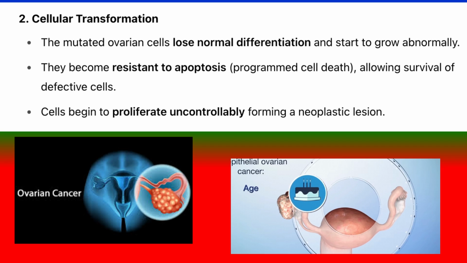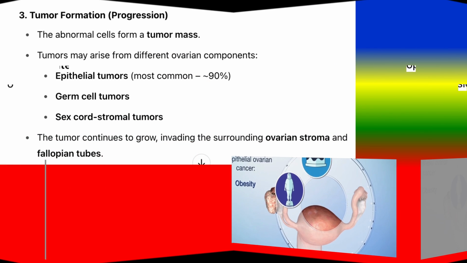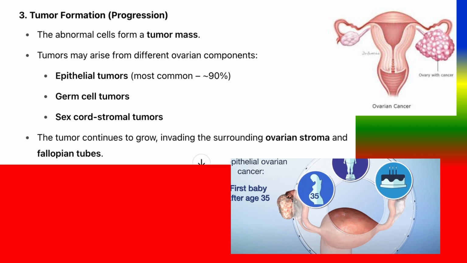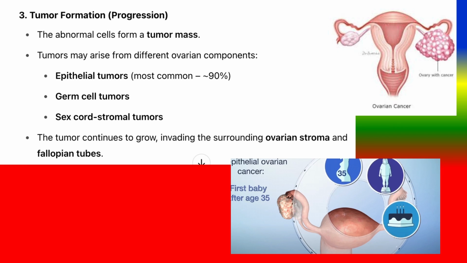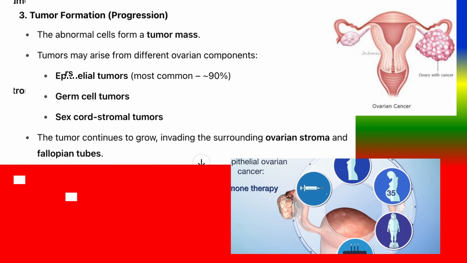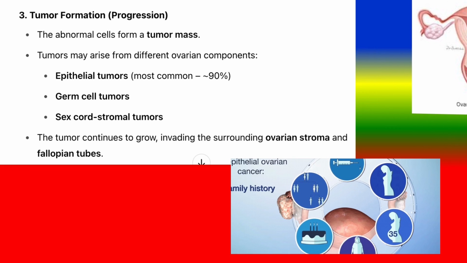They become resistant to apoptosis, programmed cell death, allowing survival of defective cells. Cells begin to proliferate uncontrollably, forming a neoplastic lesion. 3. Tumor formation, progression. The abnormal cells form a tumor mass. Tumors may arise from different ovarian components: epithelial tumors, most common, 90%, germ cell tumors, sex cord stromal tumors. The tumor continues to grow, invading the surrounding ovarian stroma and fallopian tubes.